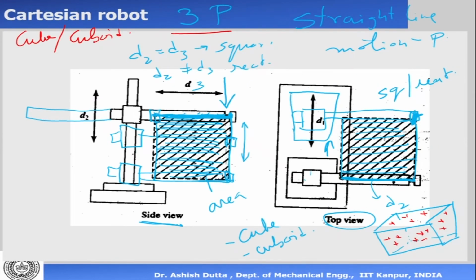Okay, so I've been using this word work volume very often. Now what is a work volume? So the work volume is the area inside which, or the volume inside which, the robot can position its end effector. So anywhere inside this volume the robot can go.